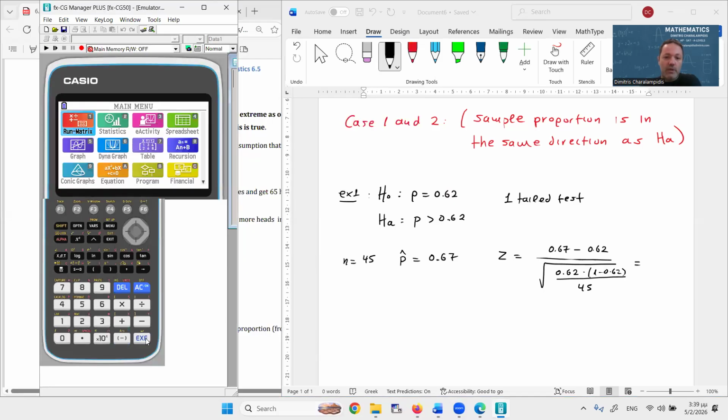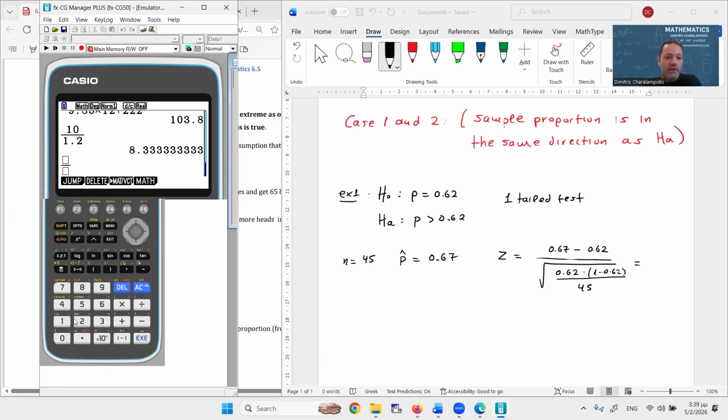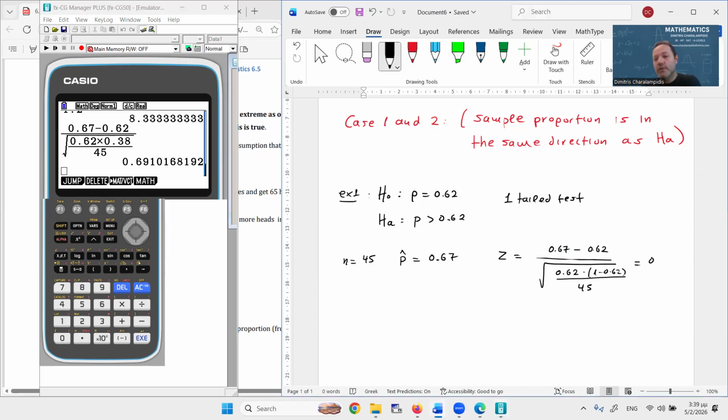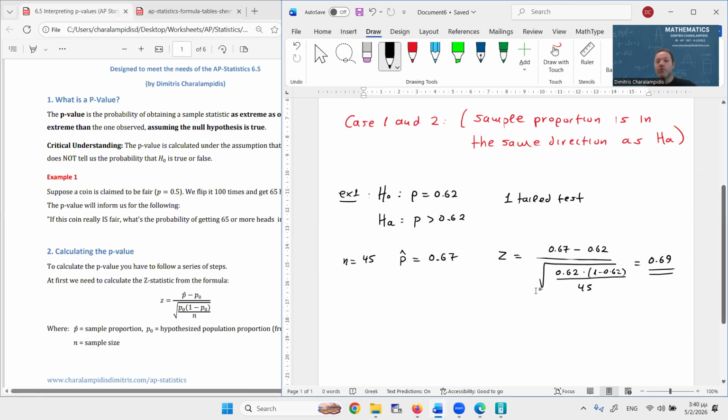I will simply go to the run matrix and create a fraction first. On top, we would have 0.67 minus 0.62 over, let's create the root first, another fraction, 0.62 times 0.38, and all that over 45, which is 0.69. So that should be 0.69. Let's see now how I can use this z-score to find the corresponding p-value.